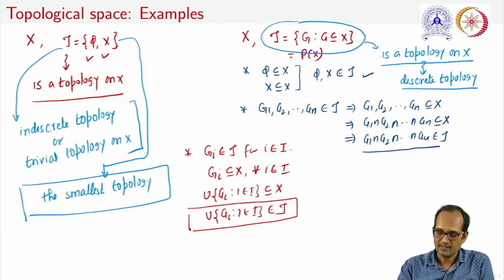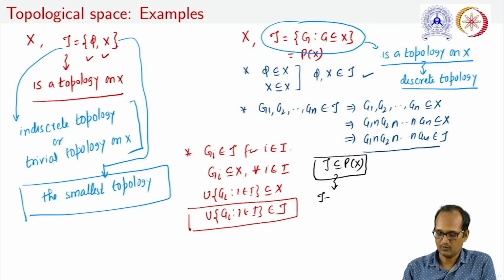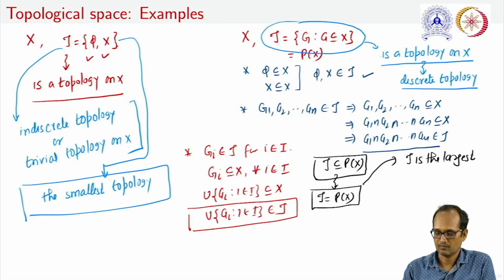We have already seen that any tau is a subset of the power set of X. But what we have taken here, we have taken tau as the power set of X itself. So what we can conclude from here, can we say that tau is the largest topology? This tau is the largest topology on any set.